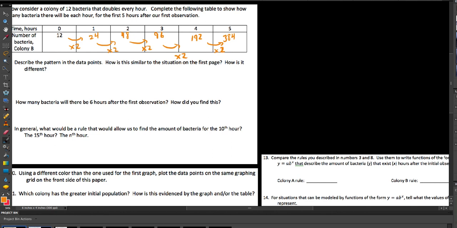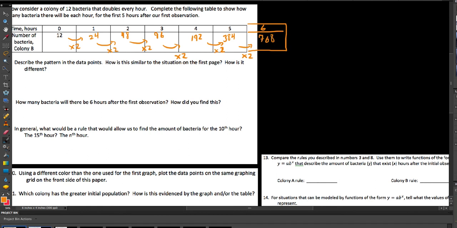How many bacteria will there be in 6 hours? Well, how do we find this? You take your 5th hour, and we're going to take that times another 2. If we double this again, times 2, we get 768. 768 is what we would get here.